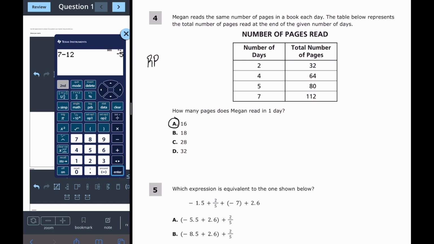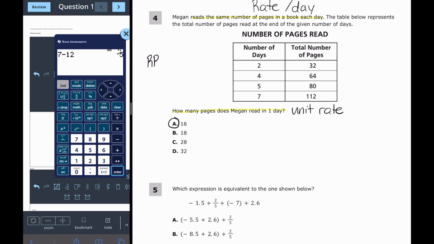Let's look at our ratio and proportion problem. Megan reads the same number of pages each day. I'm going to put this up in yellow. So this is already suggesting a rate per day. We know we're talking about numbers per day, number of pages per day. All right, and we want to see it over the days. How many pages does she read in one day? So this is a unit rate problem.